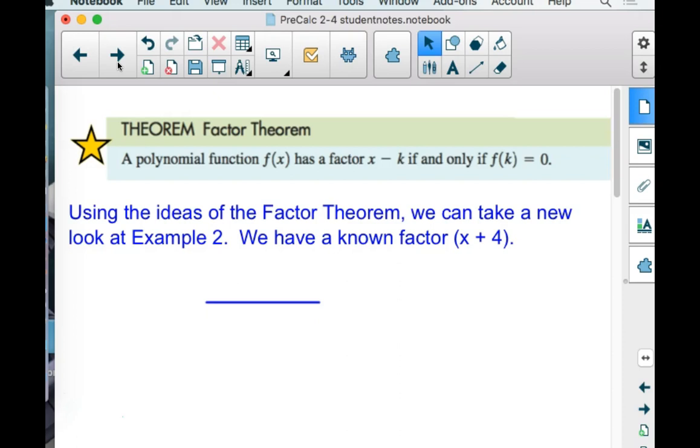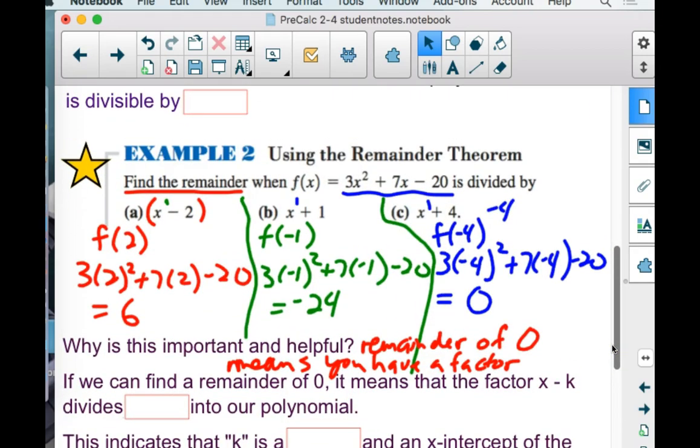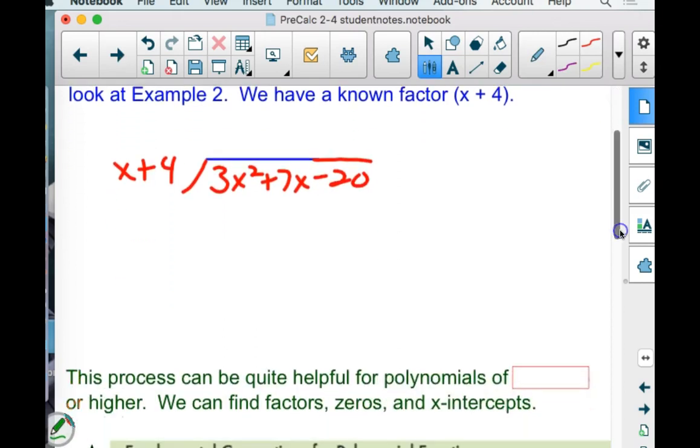So it says, using the ideas of the factor theorem, we can take a new look at example 2. And it says we have a known factor of x plus 4. So if you go back to example 2, you'll see that we had the 3x squared plus 7x minus 20. And the one that we were really interested in is the one that had the remainder of 0, which is this one right here, which is the x plus 4. So if we want to see what's so interesting about that, what we would do is take that polynomial of 3x squared plus 7x minus 20 and divide it by x plus 4. Because again, when we went through this, we saw there was a remainder of 0, which means this should work out perfectly when we go through this.